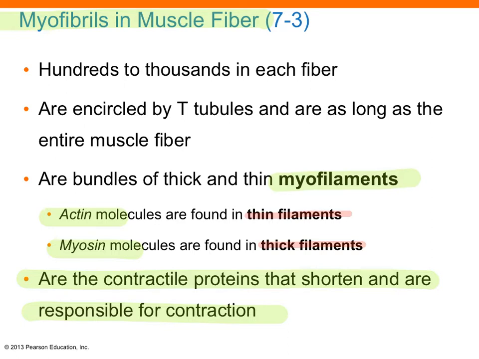In that muscle fiber, we have myofibrils. Myofibrils are the 2 filaments. Now, there are 2 filaments. One is a thick filament and one is a thin filament. They're called myofilaments also. Actin is the thin filament. Myosin are the thick filaments. And they're the contractile proteins that shorten and are responsible for muscular contraction.